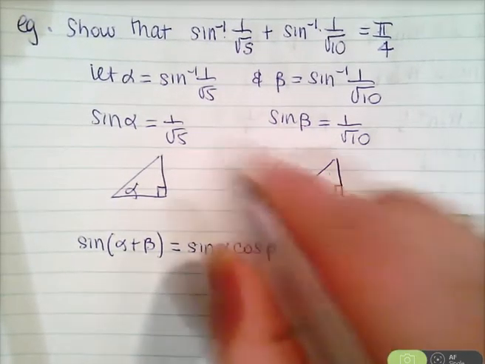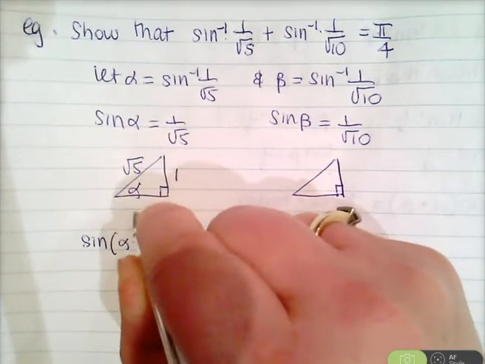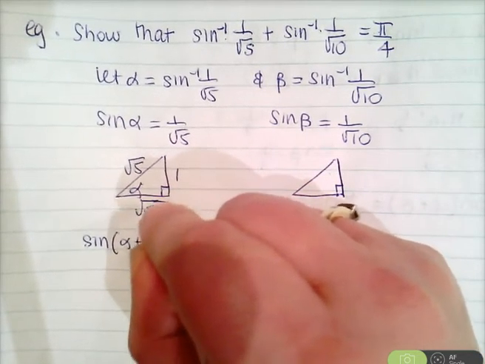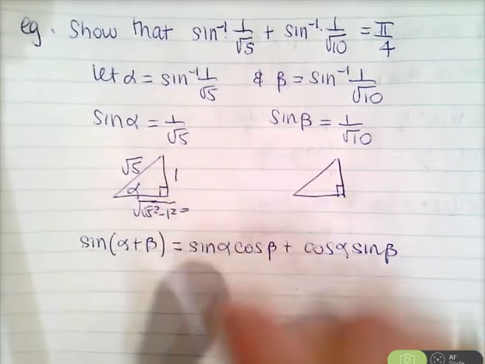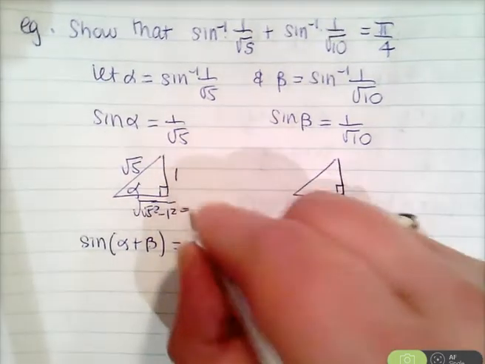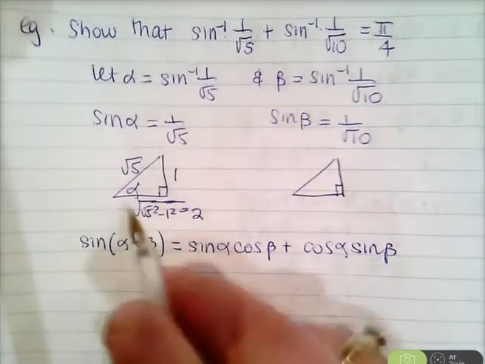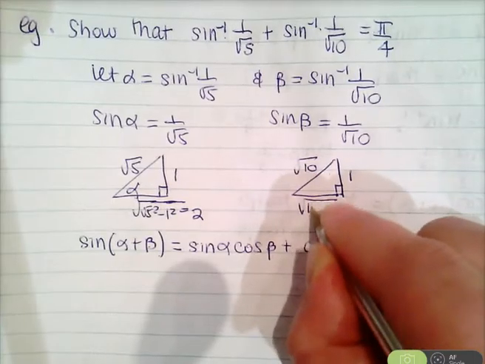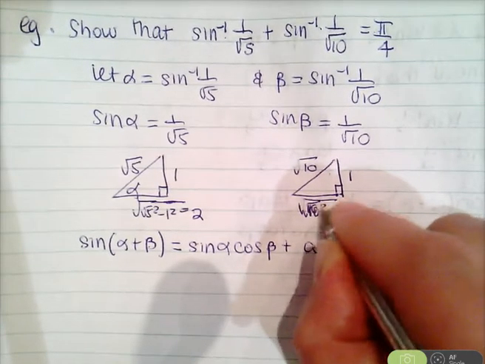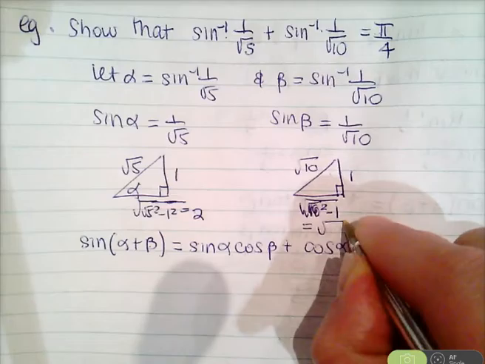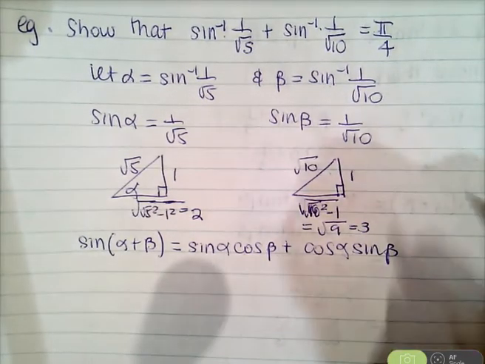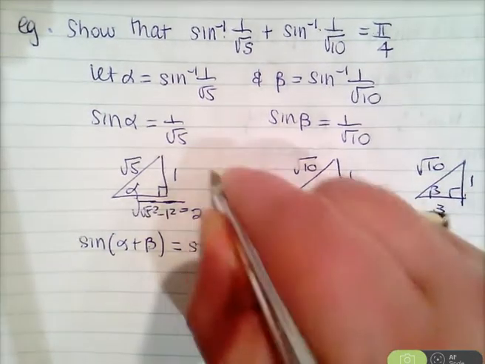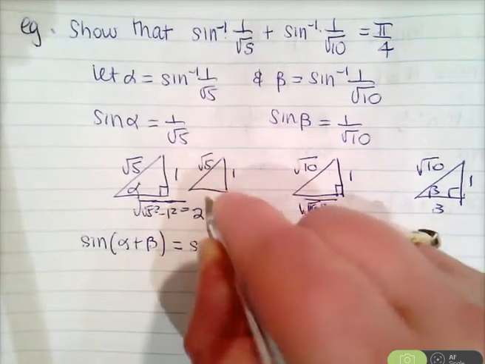So I am going to have to draw up my right angle triangles. Now sine of alpha is 1 on root 5. So therefore this is the square root of root 5 squared minus 1 squared, which is the square root of 5 minus 1, which is the square root of 4, which is 2. So this remaining side here is 2. This is 1, and that's root 10. So this is the square root of 10 squared minus 1, which is the square root of 10 minus 1, which is the square root of 9, which is 3. Sorry, I should draw it a bit clearer. That's that triangle, and this triangle is 1, root 5, 2.